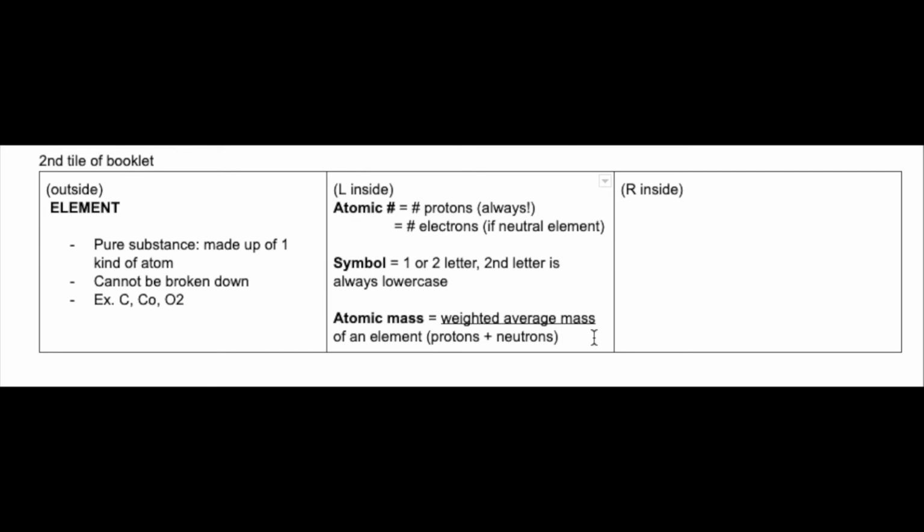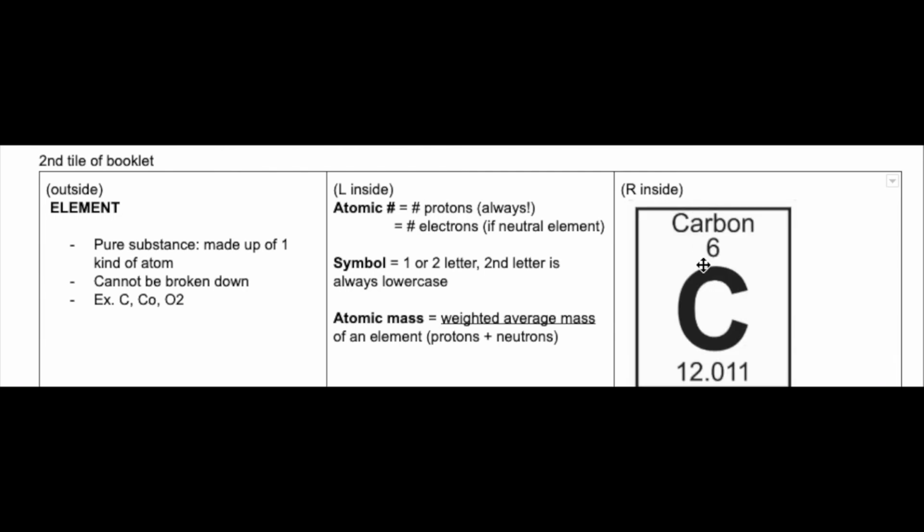mass. This average mass or atomic mass ends up equaling our protons plus our neutrons. Therefore, if we have the atomic mass and we have the protons from the atomic number, then we're able to solve and find the number of neutrons of any given element.